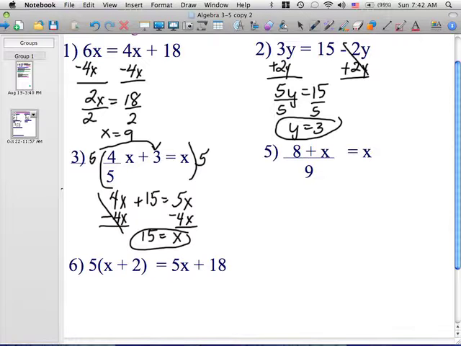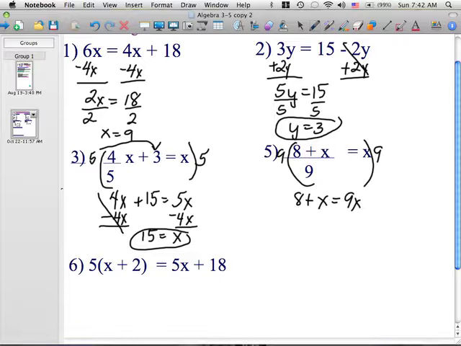Example number should be 4, but it's marked 5. We want to eliminate the fraction again, so we're going to multiply both sides by 9 to eliminate the denominator, so the 9's cancel out. And that leaves us 8 plus x equals 9x. And the reason you don't multiply the x by 9 is because the 9 was underneath the entire numerator, whereas over here it was only underneath the 4.